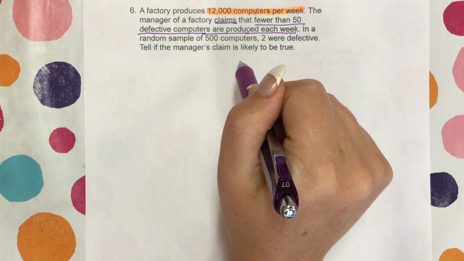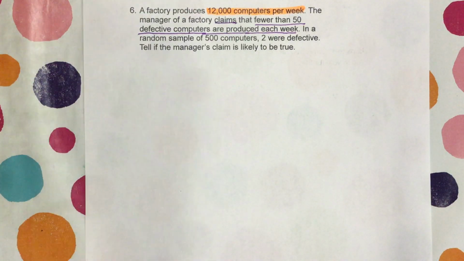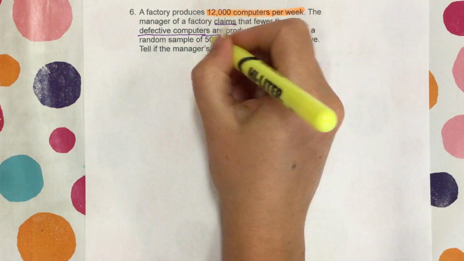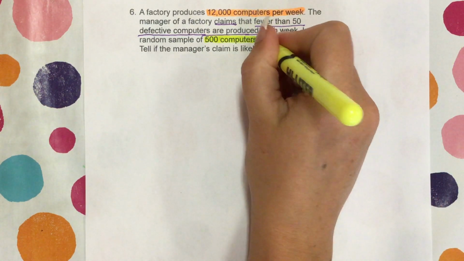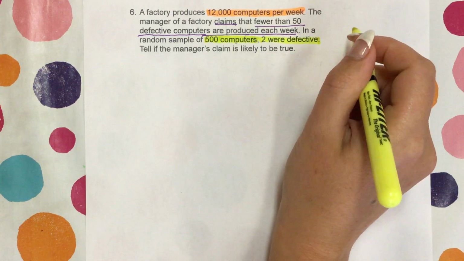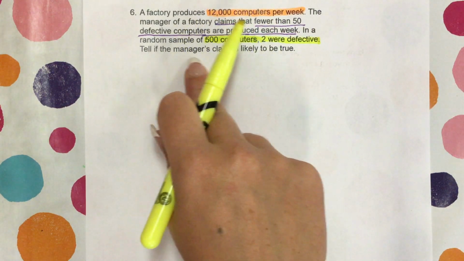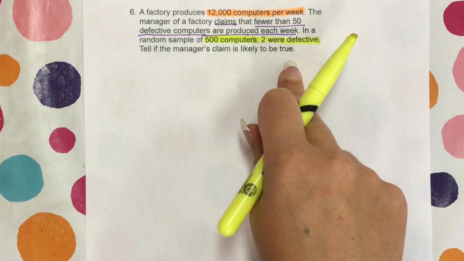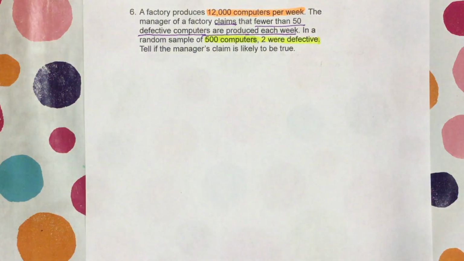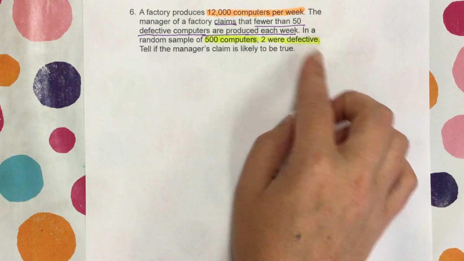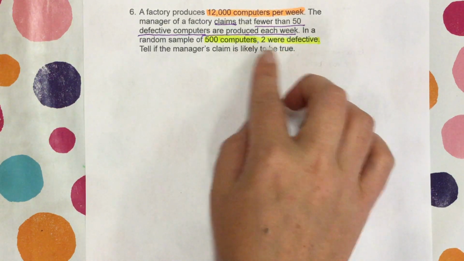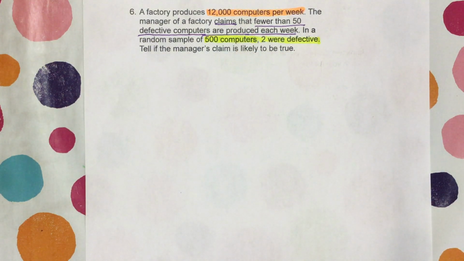In a random sample of 500 computers, 2 were defective. So we need to figure out if the manager's claim is likely to be true with this information. To do this, we're going to set up a proportion to determine how many computers were defective, using the sample, if there are 12,000.